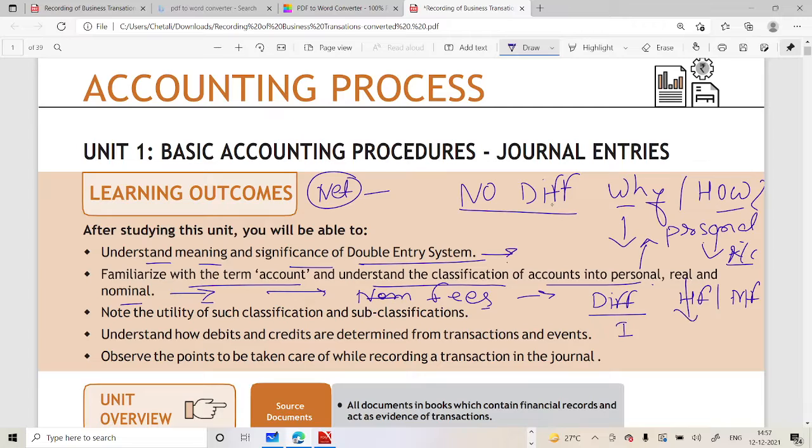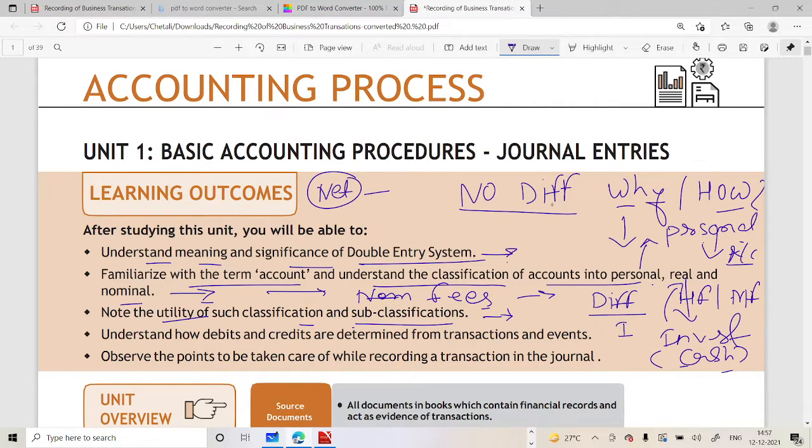Then the real accounts, investment or the cash that we deal with, the cash portion, that is a part of your real account, right? So it means you can directly link those terms with the classifications of accounts, or the golden rules of accounts.